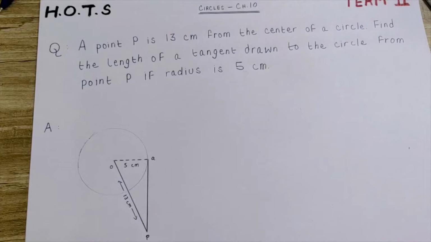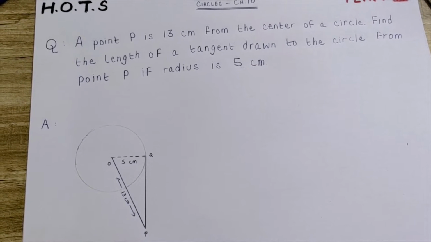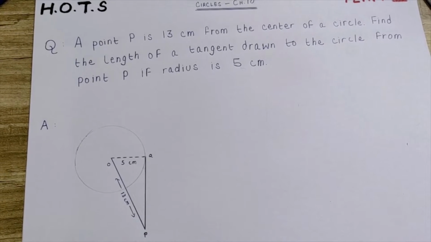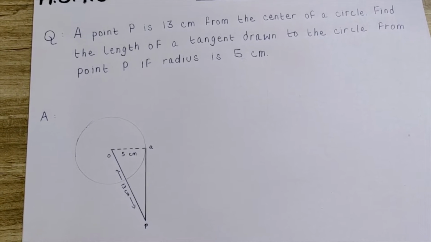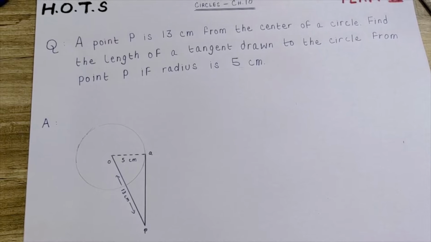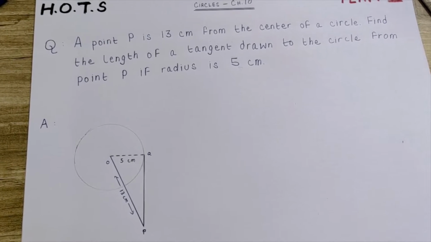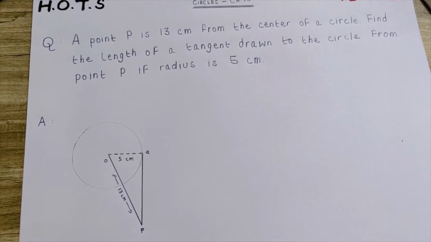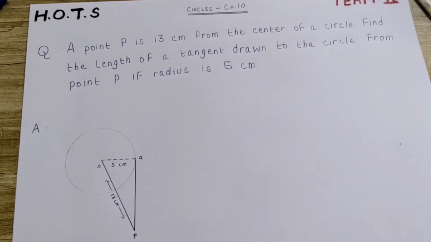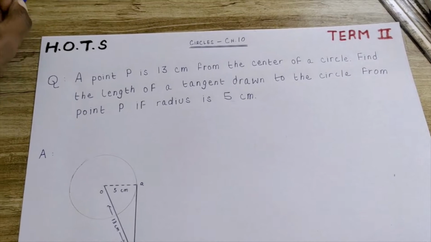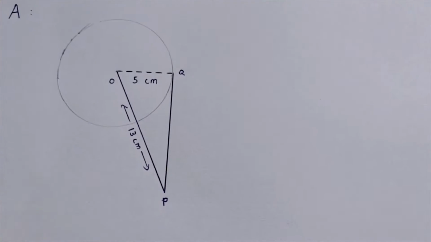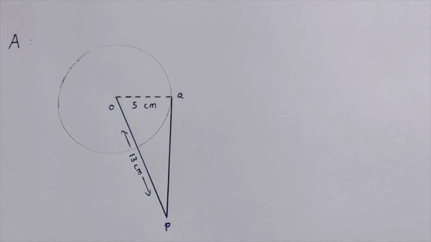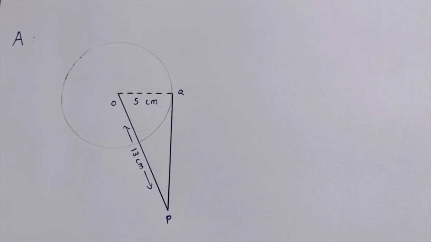From the question, we are able to discern a few things. First of all, we have a point P which is 13 centimeters away from the center, and the radius of this circle is 5 centimeters. Step 1 is to always draw a diagram, because a diagram visualizes the question and allows us to solve it quicker. And usually the evaluators award at least 1 mark or 0.5 marks for a diagram.